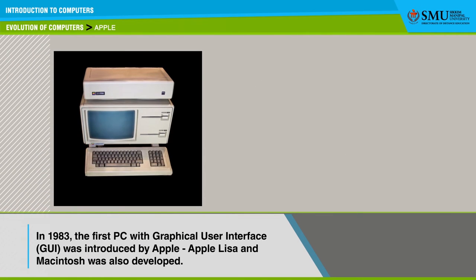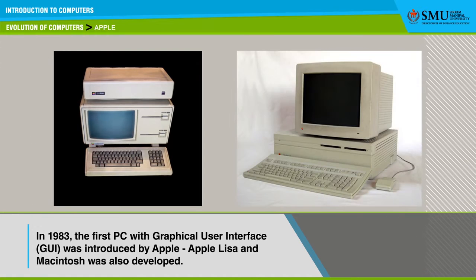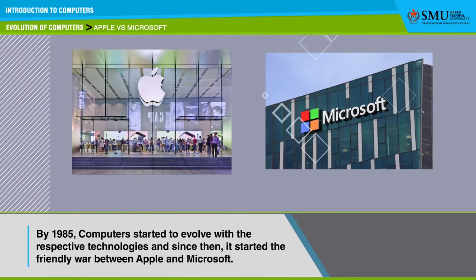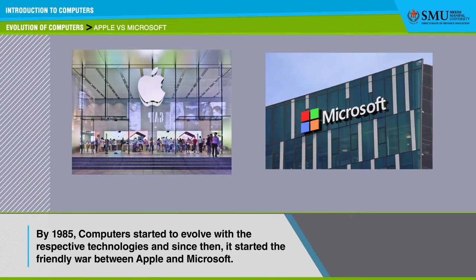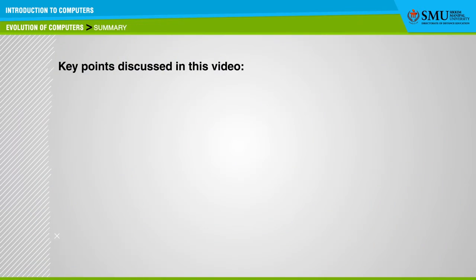In 1983, the first PC with graphical user interface was introduced by Apple, Apple Lisa, and then the most affordable computer called Macintosh was developed. By 1985, computers started to evolve with the respective technologies, and since then, it started the friendly war between Apple and Microsoft.